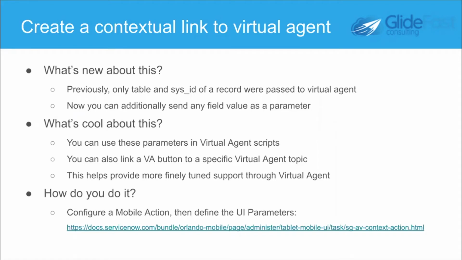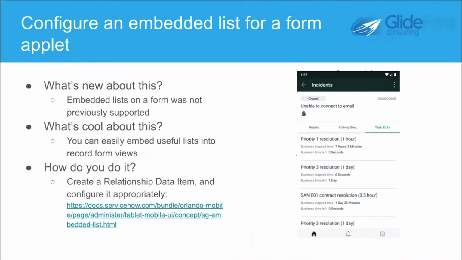If you've done mobile app configuration before, you'll know what those are. So there are UI parameters there. You can configure an embedded list for a form applet. This is cool because embedded lists on a form were not supported before, and now they are. That's pretty much the long and short of it. How do you do it? You just create a relationship data item and configure it appropriately. The documentation is pretty clear on that.